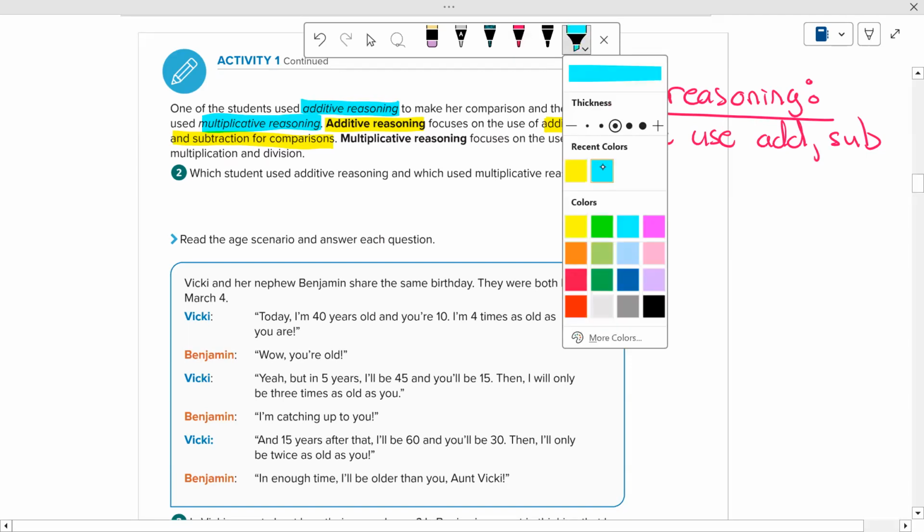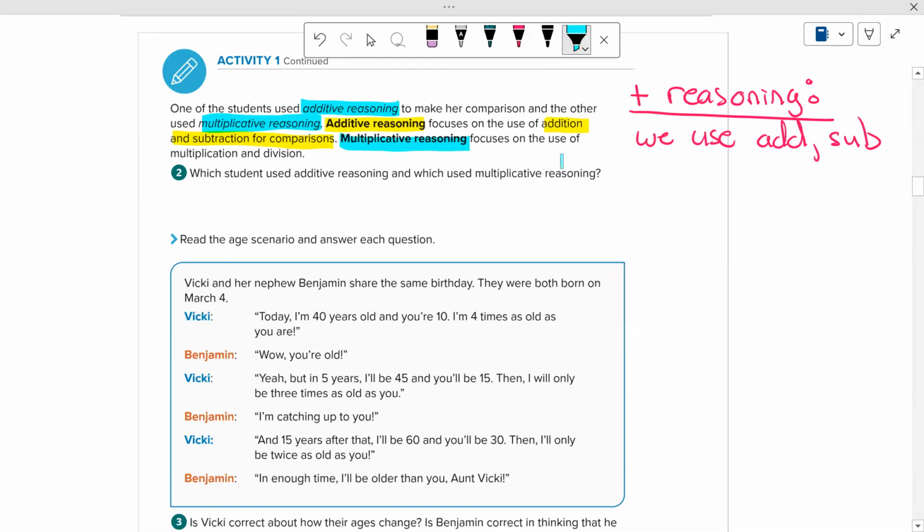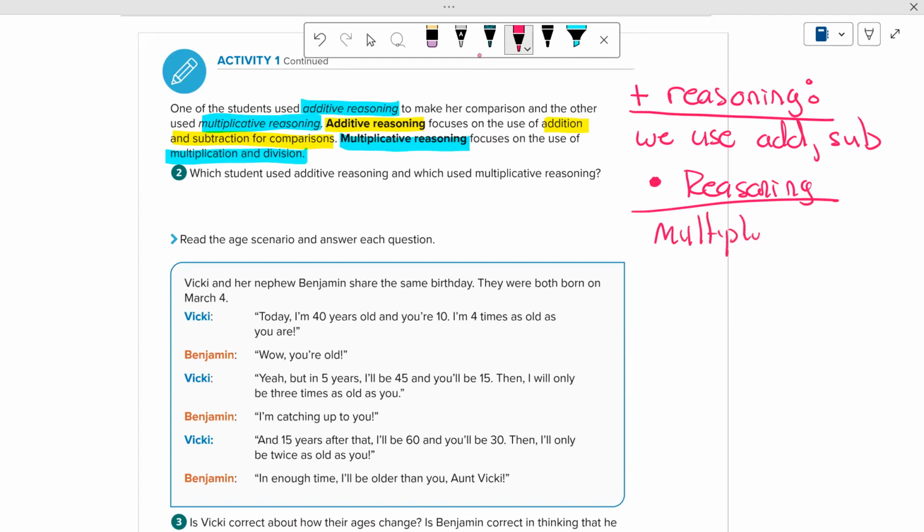Now for multiplicative reasoning, it focuses on the use of multiplication and division. Commonly multiplication, but division technically is included, but it's commonly that. So multiplicative reasoning, we use multiplying or dividing. Remember, I love acronyms, so symbols are great. Very good.